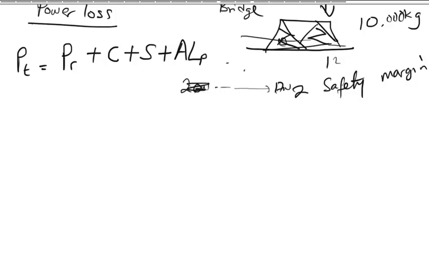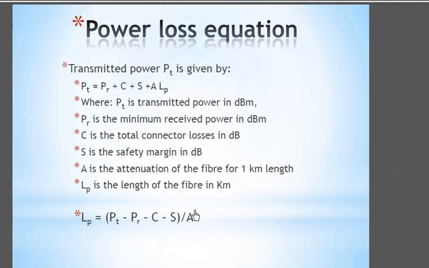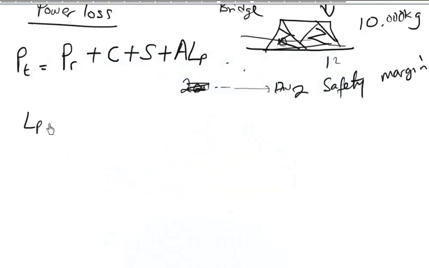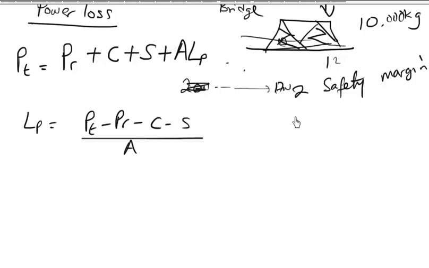Let's see what we have. From here I can get the length now, because I'm interested in the length. So what's the length from here? PT minus PR minus C minus S, over A. Yes, easy. So this is the length, because the most important thing is the length.